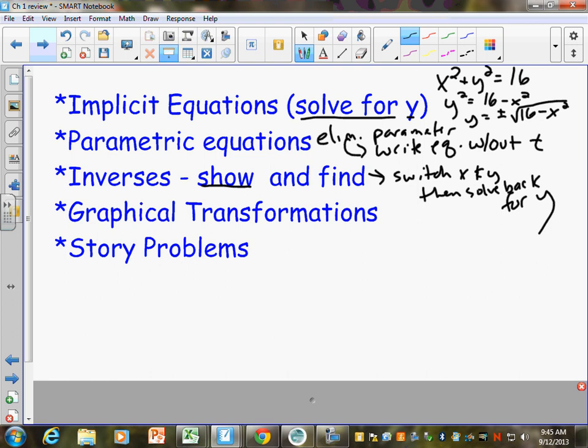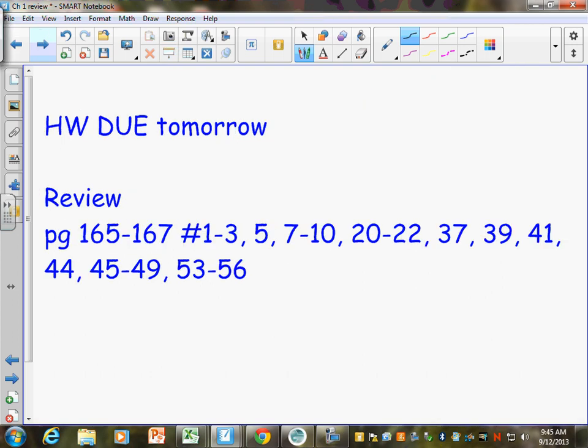Remember that all of your homework chapter 1 is due tomorrow. That includes this review. So you should have a good amount of assignments done already, and then you're just going to add this review to it. Odd answers are in the back. I cannot stress enough how much you should be checking your odd answers to make sure you're doing these right.